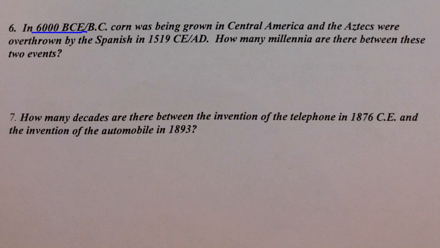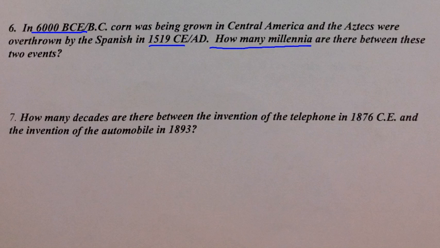Event A is 6000 BCE and event B is 1519 CE. Okay, so we're first going to start by finding out how many years, but our final answer has to be in the form how many millennia. And so we're going to figure out how many complete 1,000-year periods there are. Okay, but let's start by figuring out the years.